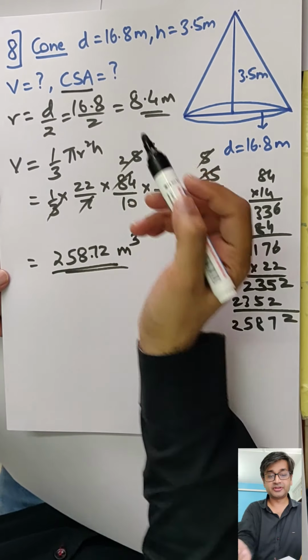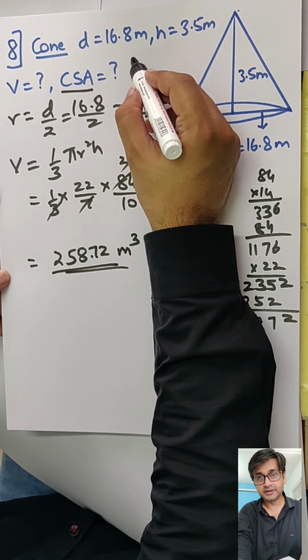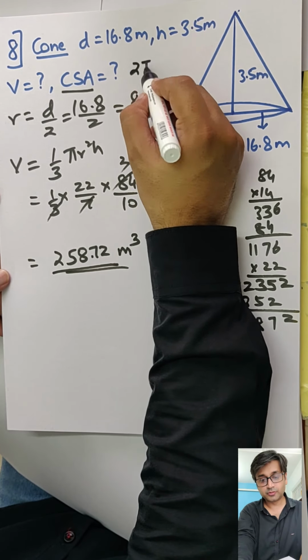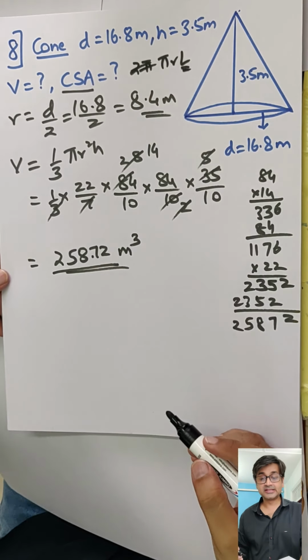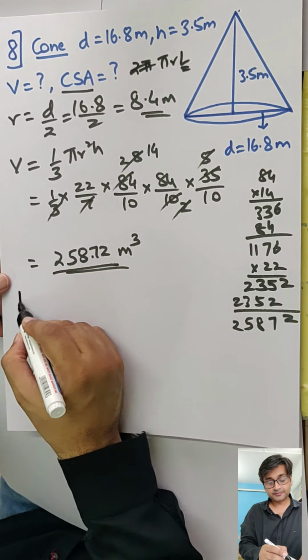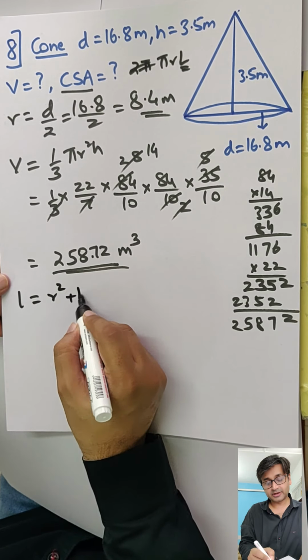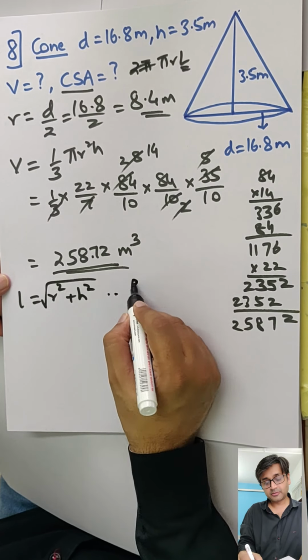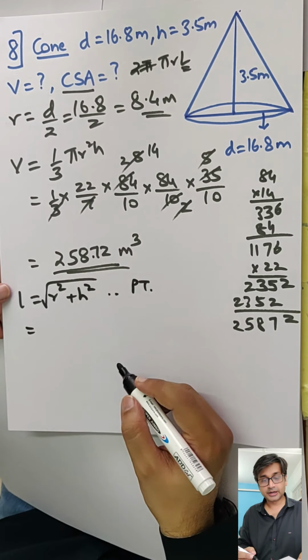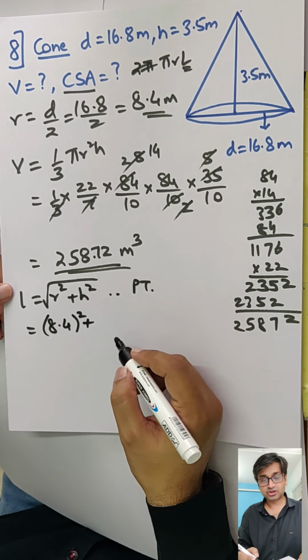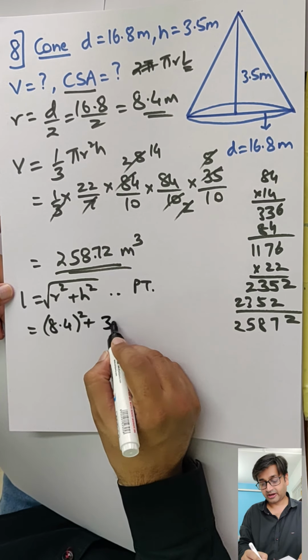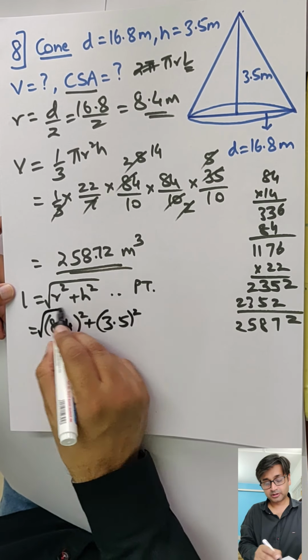Now for the curved surface area, the formula is, anybody? Perfect. Pi r L. Now L is missing, so Pythagoras. So L is going to be under the root r square plus h square, Pythagoras theorem. So R is how much? 8.4 square, and H is 3.5 square under the root.